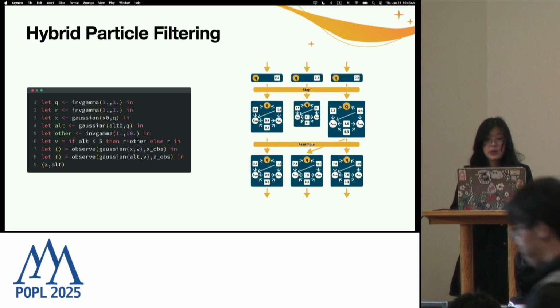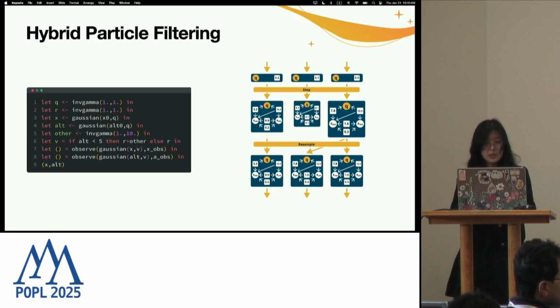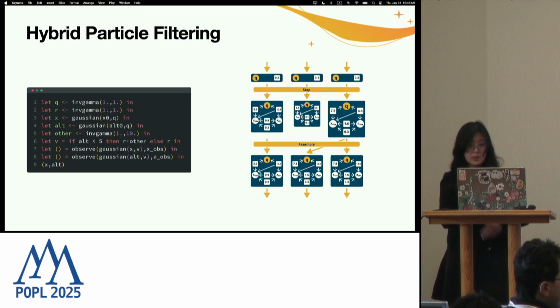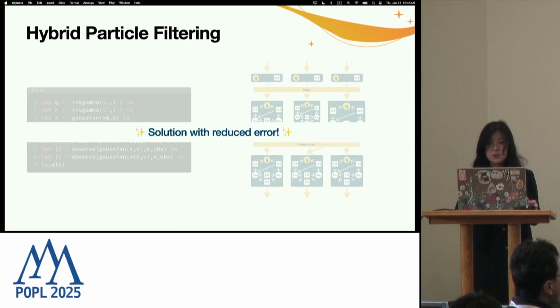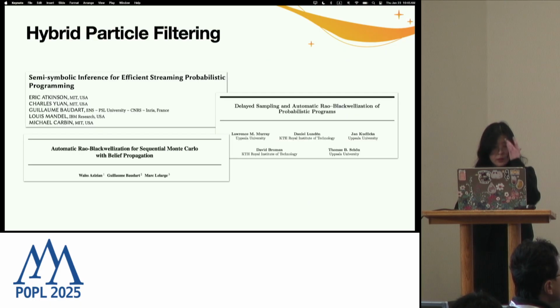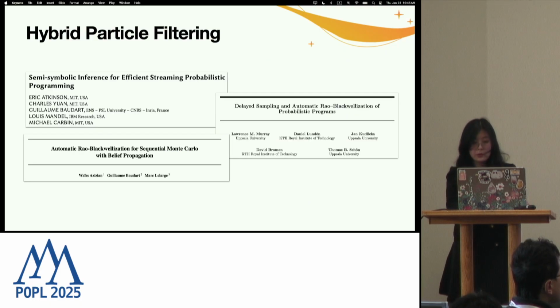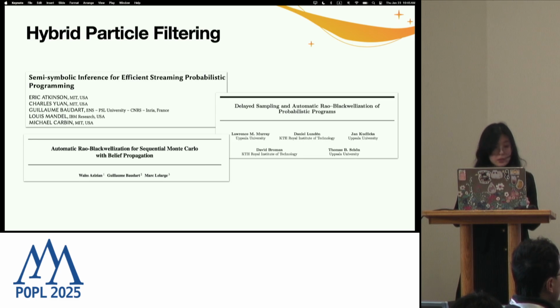Putting it all together, a hybrid particle filtering algorithm would do the same thing on a bunch of particles and perform particle filtering the same as before, except some of the variables are kept as symbolic expressions. And in the end, we still get a solution, and the solution generally has reduced error. There's several of these hybrid particle filtering techniques for probabilistic programming languages, such as semi-symbolic inference, delayed sampling, and sequential Monte Carlo with belief propagation.